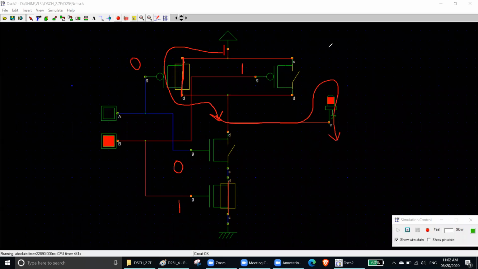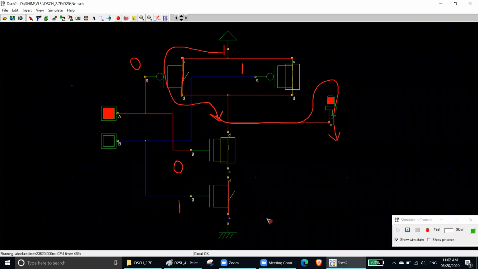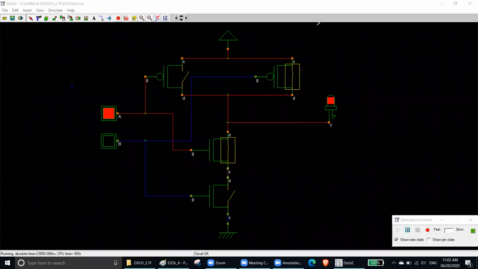Now, so that's why when you give 0, 1, your output is 1. Now let's try 1, 0. Now when you do 1, 0, what will happen? This is 1, this is 1, this is 0, this is 0. Okay? So what is happening?